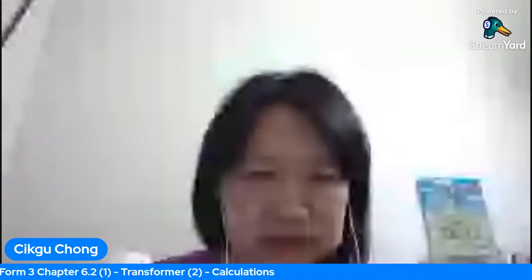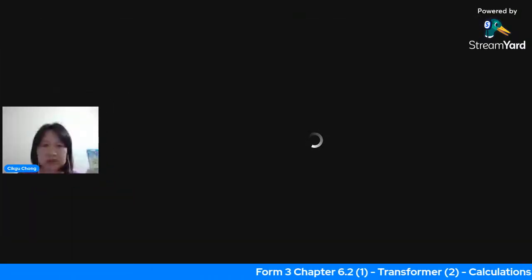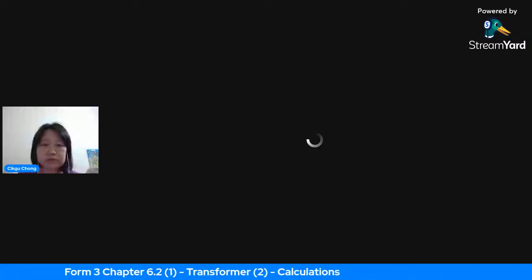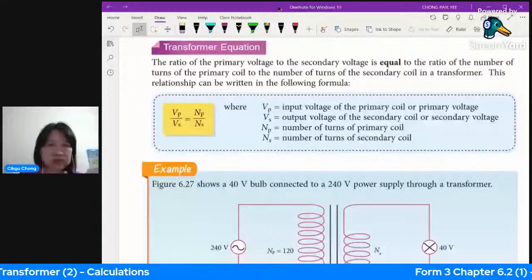It's interesting. If your maths is quite all right, it's no problem for you, because it's simple calculation, and sometimes you don't even need a calculator. Now let's look at this transformer equation. Now let's look at what we have learned so far.